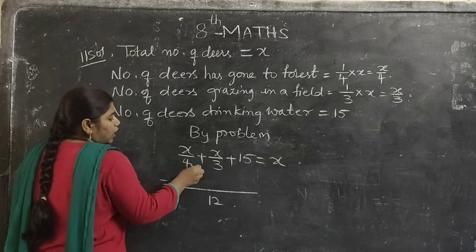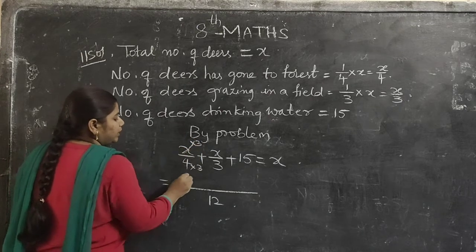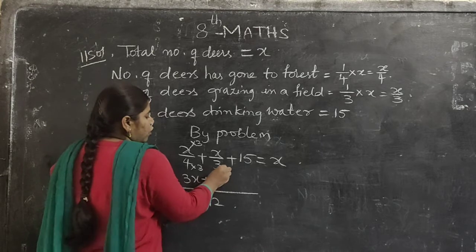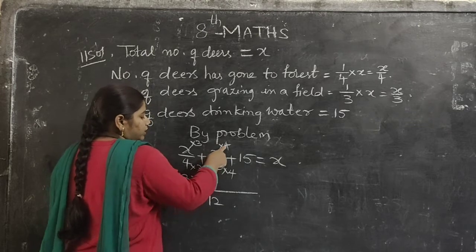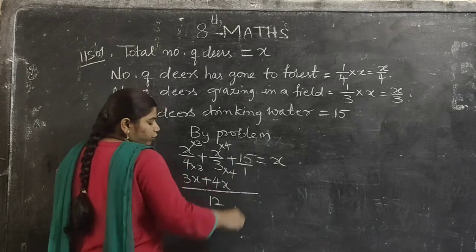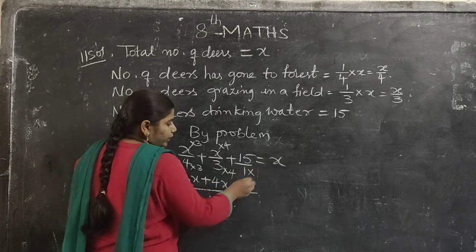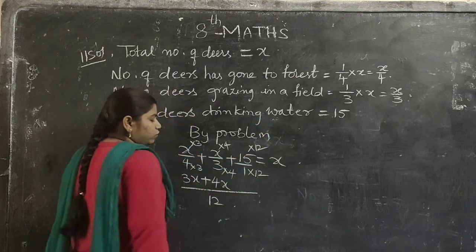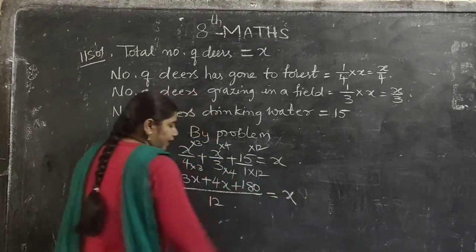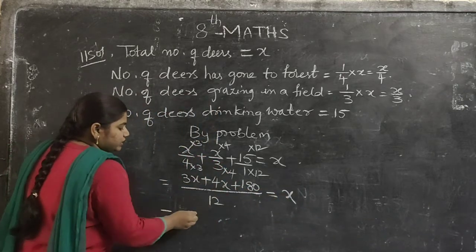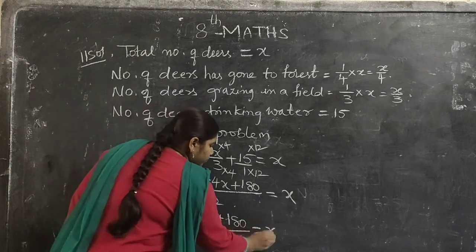So for 4, how much you will multiply to get 12 here? That is 3 times. So multiply 3 here. X into 3 will be 3x plus. For 3, how much you will multiply to get 12? That is 4 times. So multiply 4 here. 4 into x will be 4x. In denominator you don't have any value, that means it is equals to 1. So for 1, how much you will multiply to get 12 here? That is 12 times. So 15 into 12 will be equals to 180 is equals to x. Now 3x plus 4x will be 7x plus 180 by 12 is equals to x.